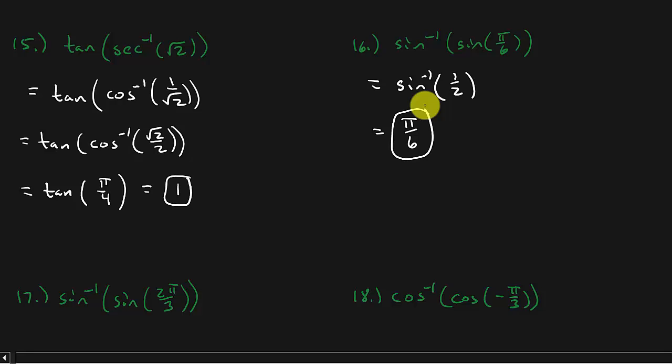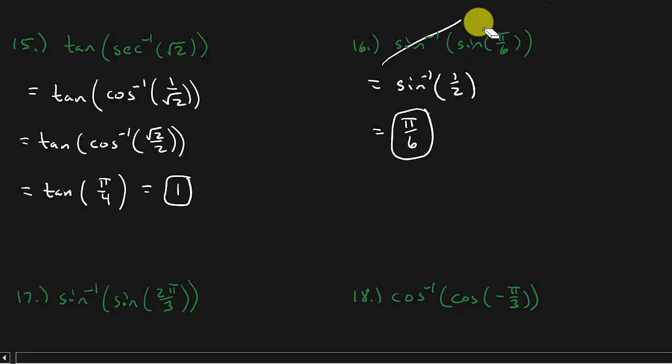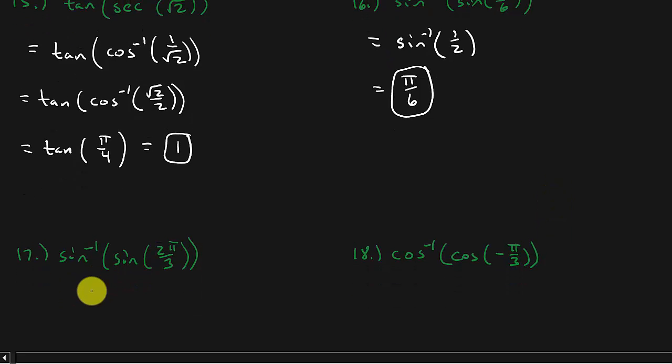Now, make sure here on this one that you don't look at this as, oh, I'm just canceling those out and getting my answer. Don't think like that, okay? Don't think like that. Because if you thought like that, then what would be the answer to 17? 2 pi over 3? That's not right. Okay?